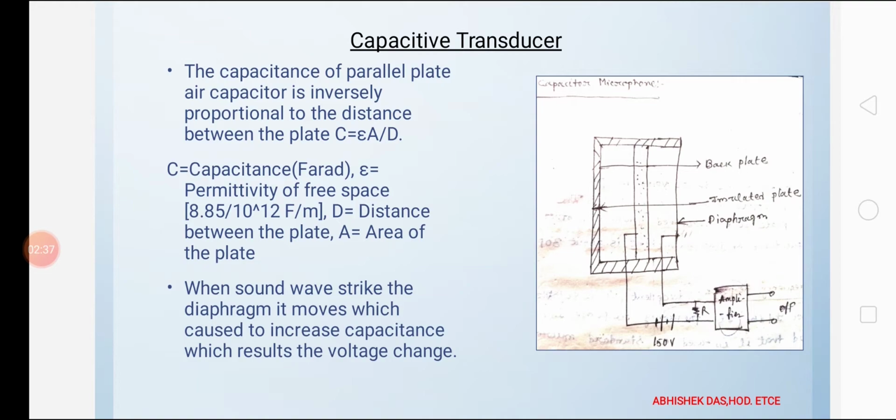The capacitive transducer works on the principle of change of capacitance, which may be caused by number 1, change in overlapping area A, change in distance D between the plates, and changing dielectric constant.